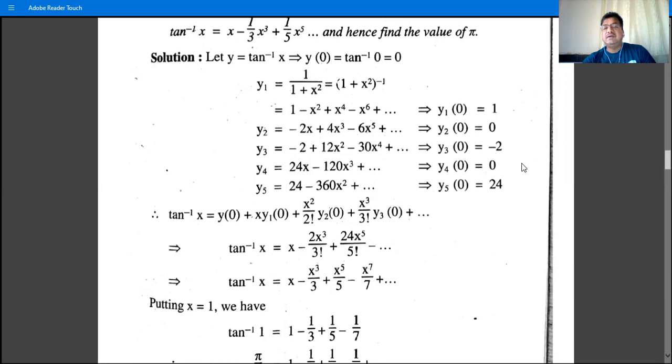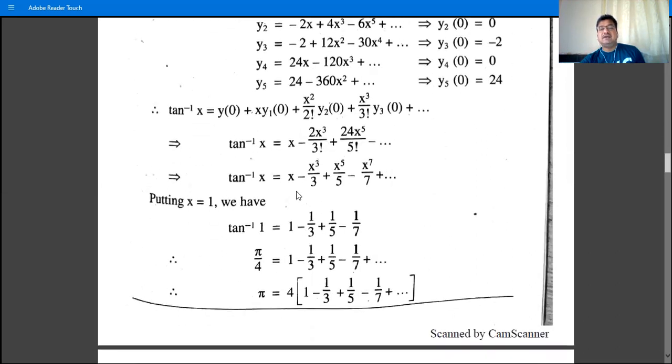x cubed by 3 factorial y3(0) is minus 2. So in this way, the next term is 0, and the next term is x raised to 5 by 5 factorial into 24. So this is the expansion of tan inverse x as x minus 2 by 3 factorial. 3 factorial means 6, and 2 by 6 is 1 by 3. 5 factorial is 24 into 5, and that 24 gets cancelled, so divided by 5. In this way, the next term is minus x raised to 7 by 7.